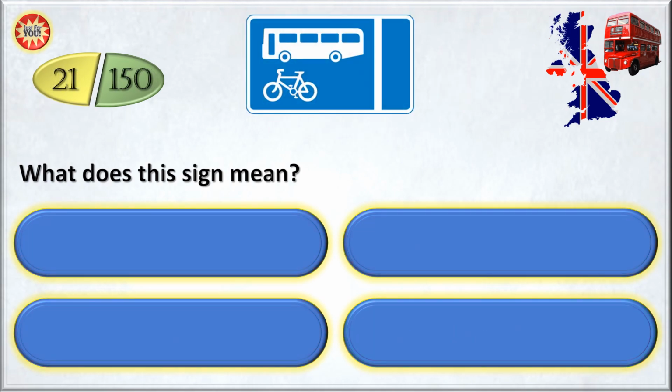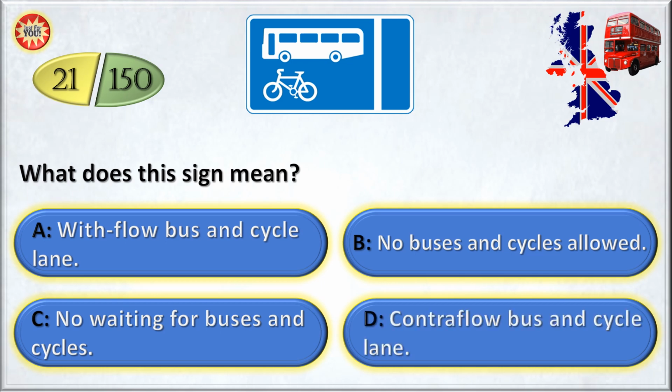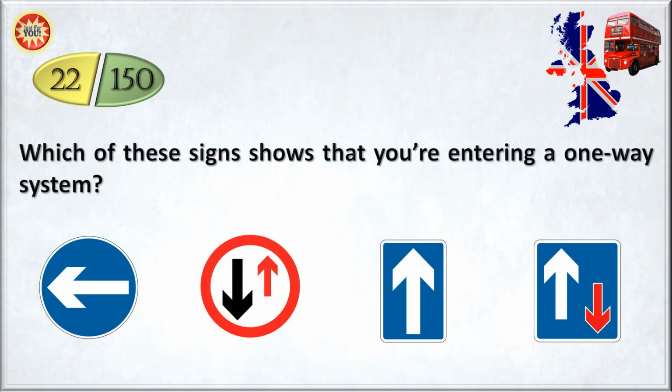What does this sign mean? With flow bus and cycle lane. No buses and cycles allowed. No waiting for buses and cycles. Contraflow bus and cycle lane. Which of these signs shows that you're entering a one-way system?